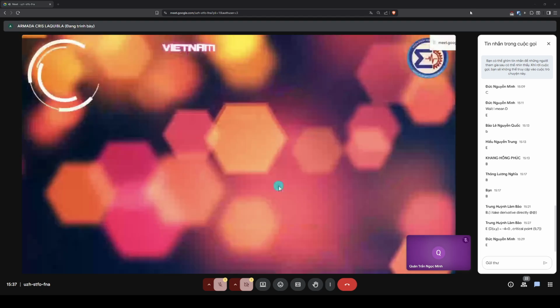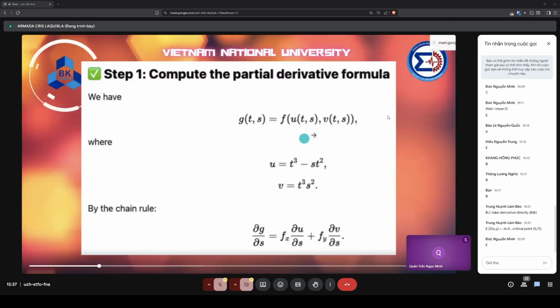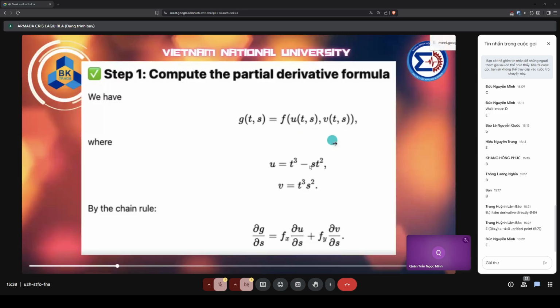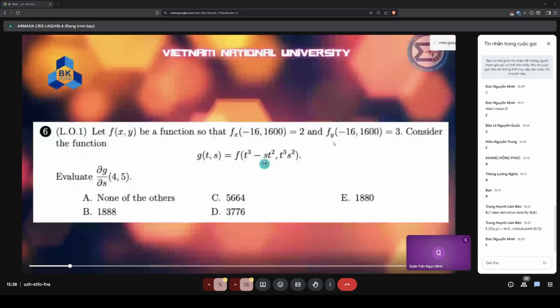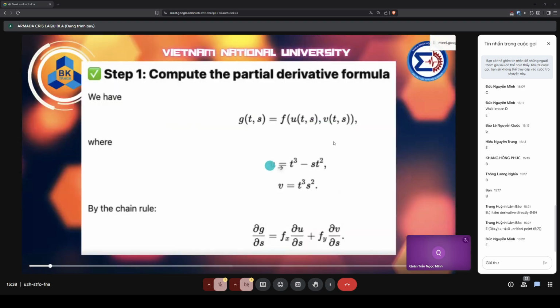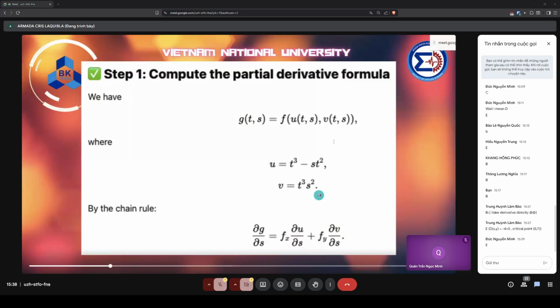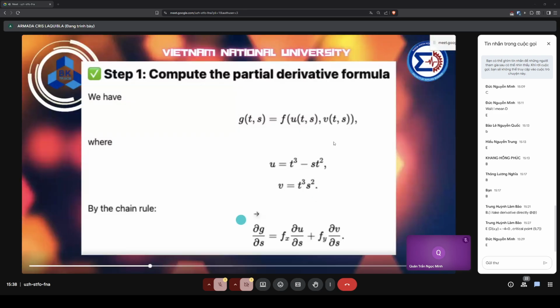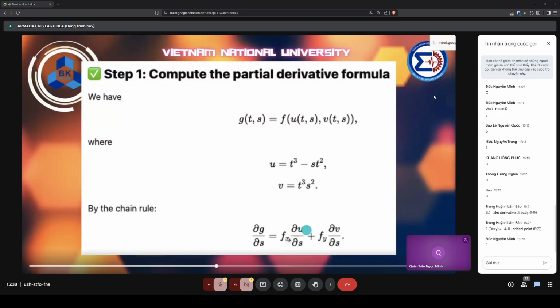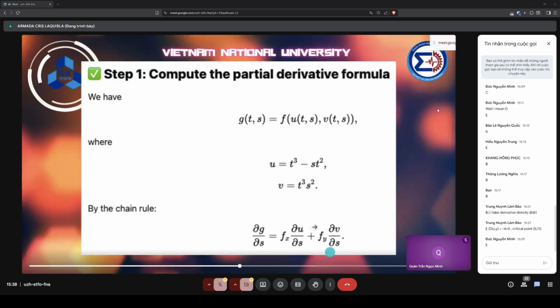So the solution is we let u(t,s) and v(t,s) in your f. This one becomes your u, and this one becomes your v, t cubed s squared. Now what to do? Using the chain rule, the partial of g over partial of s is fx times partial of u over partial of s plus fy times partial of v over partial of s.